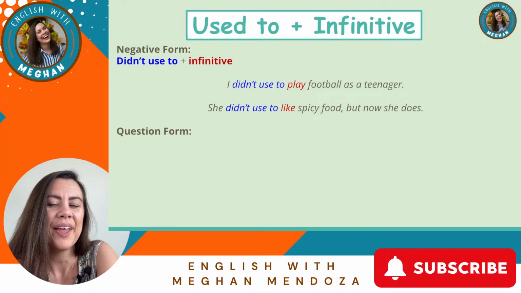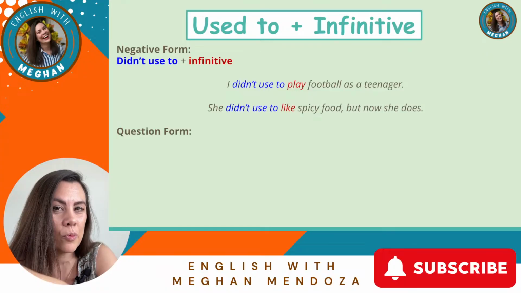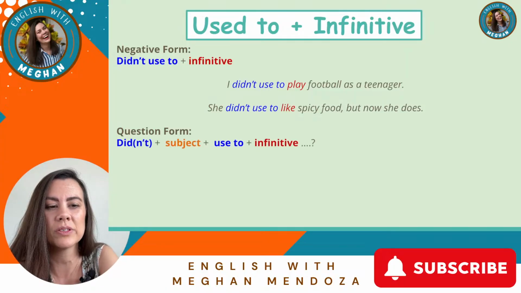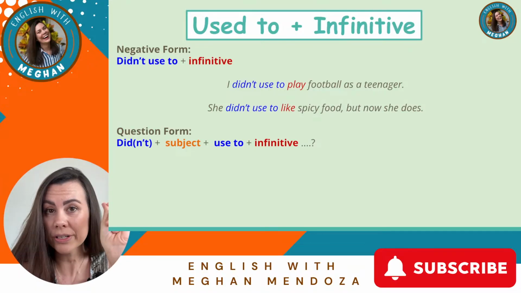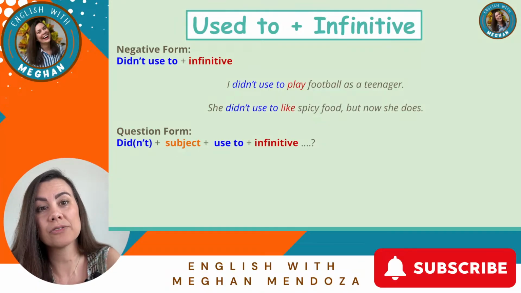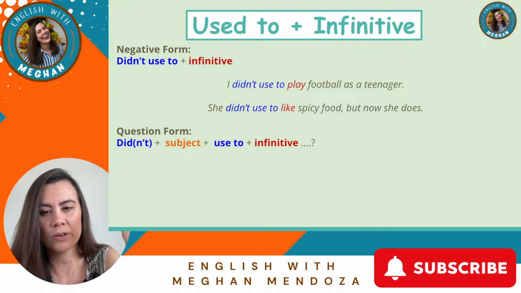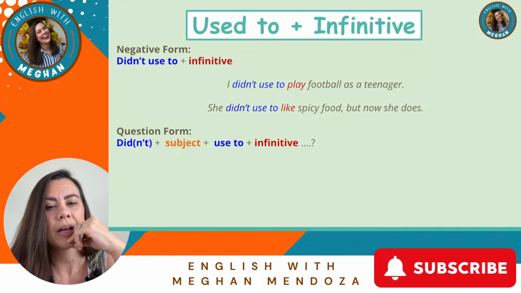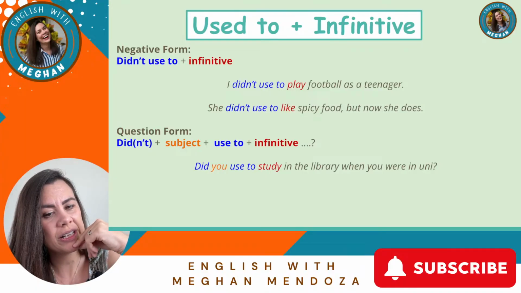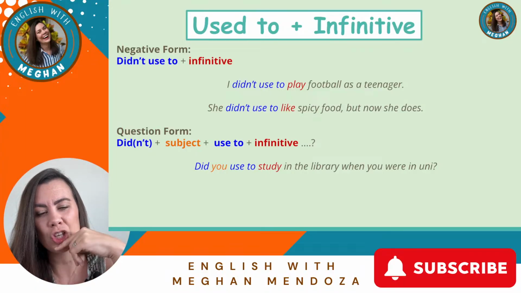All right. Next, in our form of questions, when we want to ask someone if they did something repeatedly in the past, right? We'll use it as did or didn't. Subject, used to, plus infinitive, the original verb. Okay, so we have, did you used to study in the library when you were in uni?